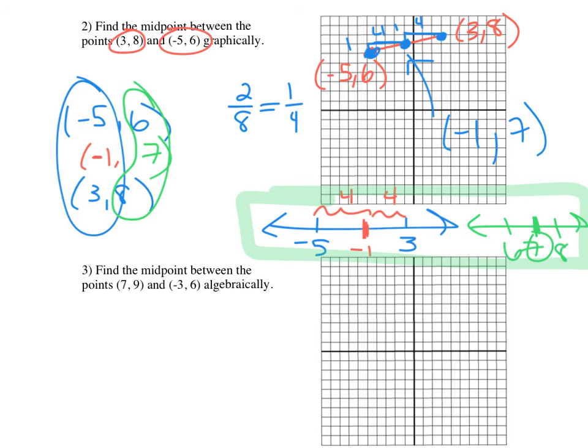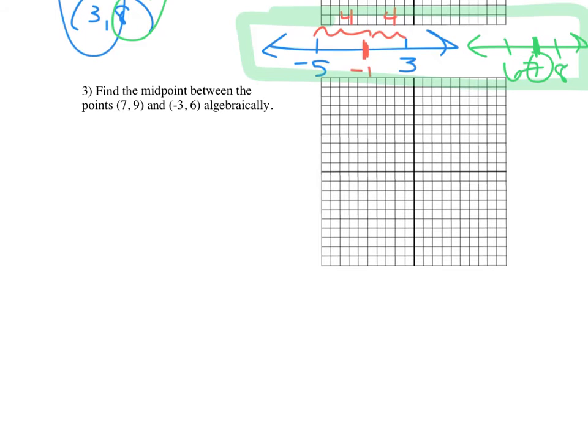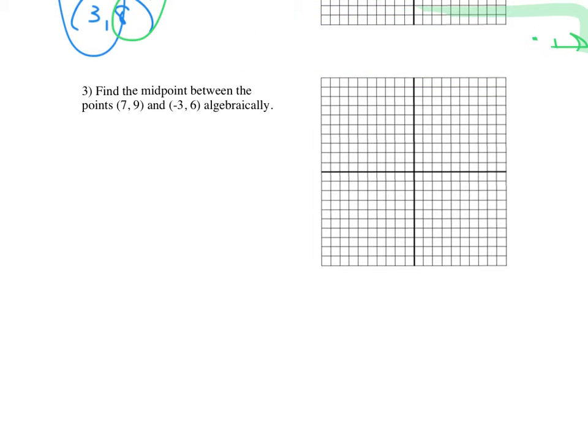Okay, again, let's take a look at question 3, finding the midpoint graphically. Again, you can do this multiple ways, guys. You've got graphically, algebraically, and the number line method I just showed you, whichever is easier for you to implement. So I'm going to graph these points, 7, 9, and negative 3, 6. I drew in my points here, and now we want to find the midpoint between these 2 points.